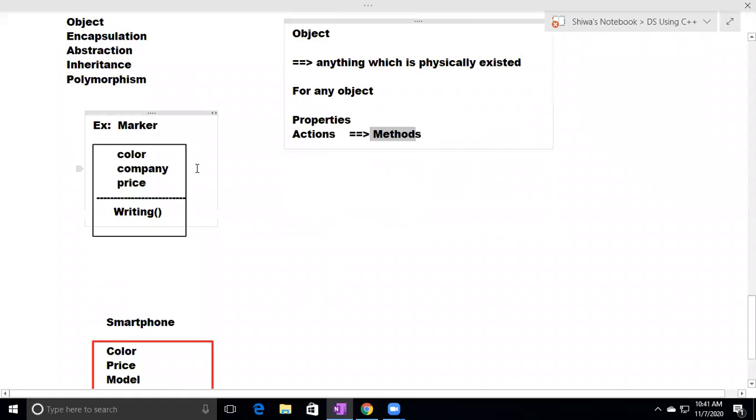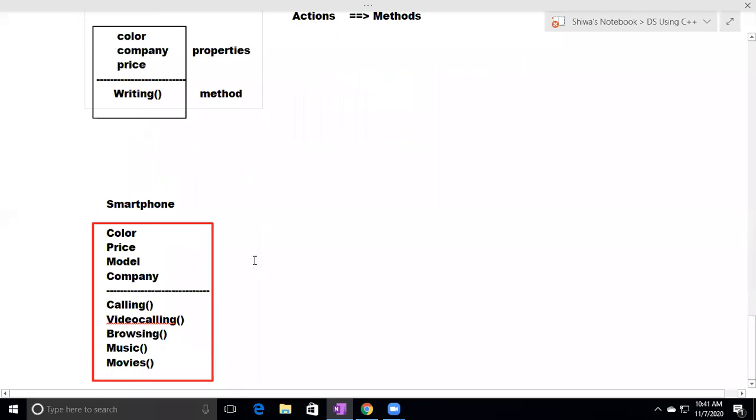Now in the marker example, color, company name, price, these are called properties. This writing is called method. In the smartphone example, color, price, model, all these are the properties. Calling, video calling, browsing, what are these? These are the methods. So to perform the actions, we define the methods in C++.